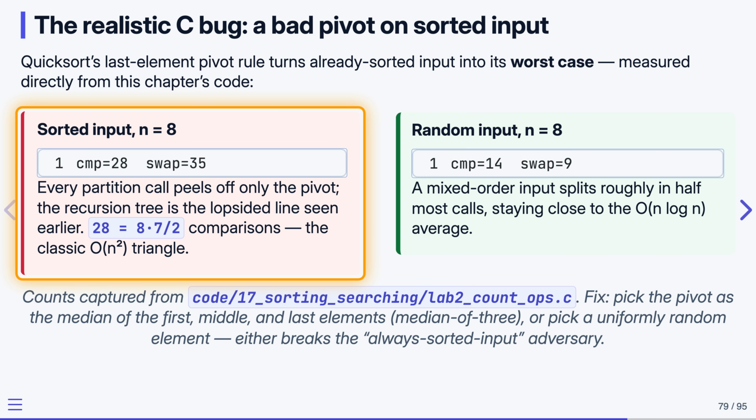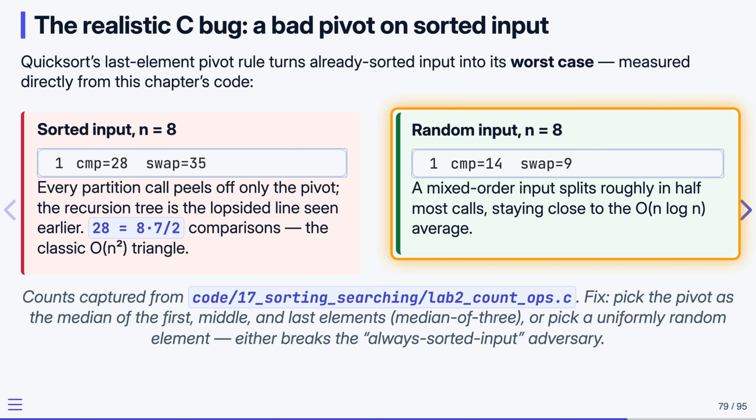This is a real measured bug. On sorted input with n equal to 8, Quicksort's last element pivot makes 28 comparisons and 35 swaps. That is its worst case. Every partition peels off only the pivot, so the recursion tree is one long lopsided line. And 28 is 8 times 7 over 2, the classic O(n²) triangle.